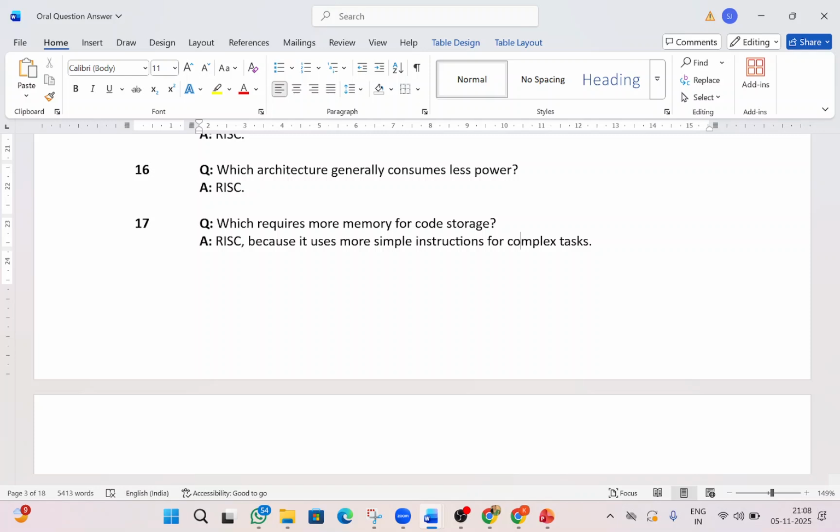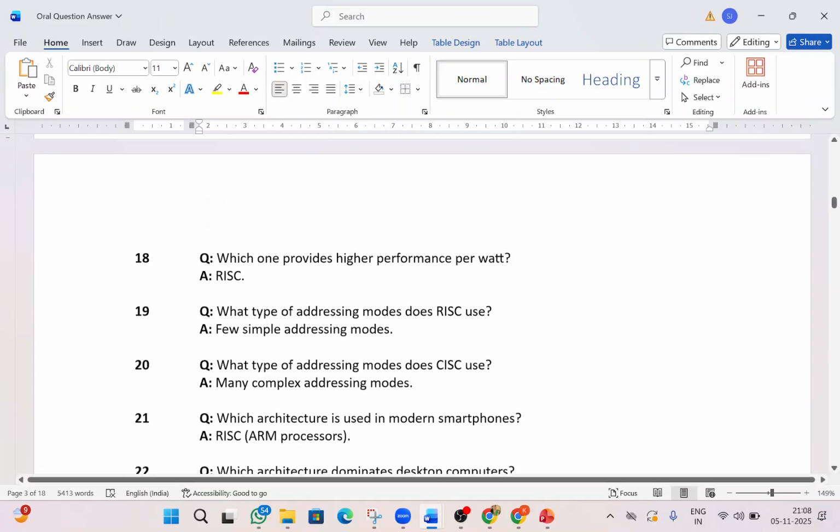17th question, which requires more memory for code storage? That answer is RISC, because complex tasks are divided into multiple small instructions. The total code size becomes large. Okay, so RISC.